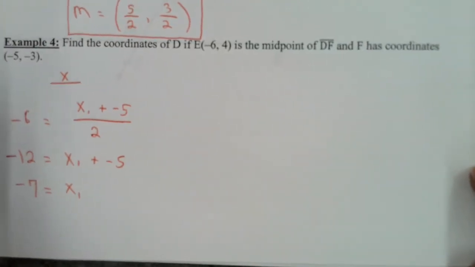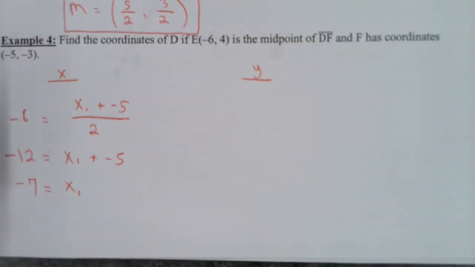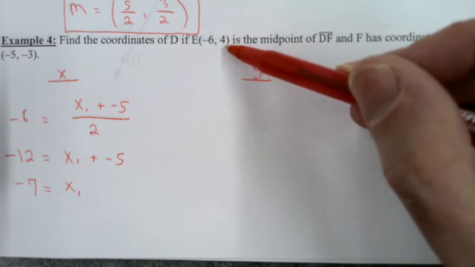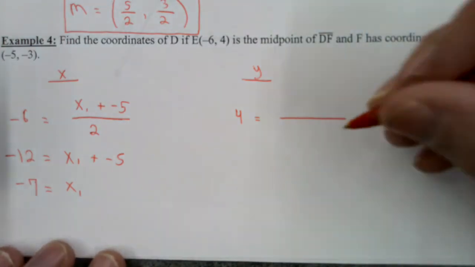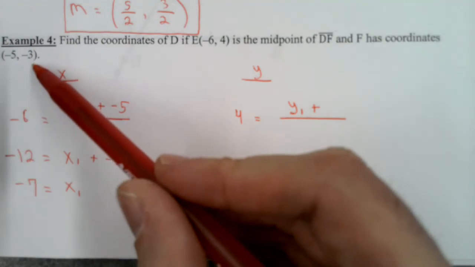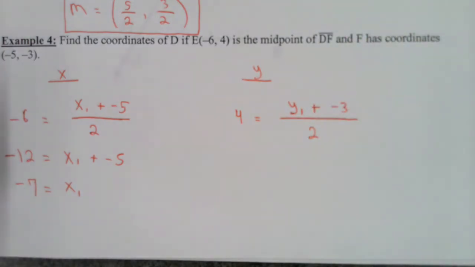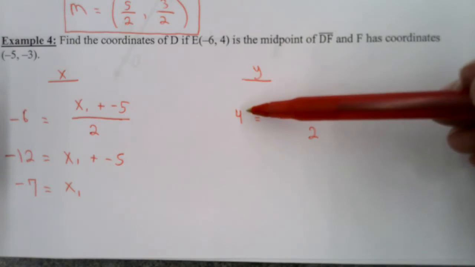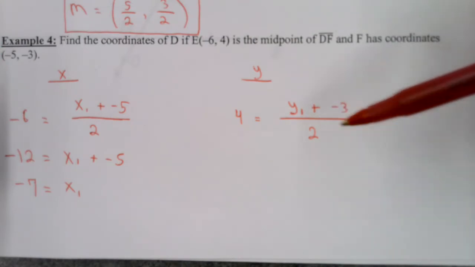Now let's move on to the y's. Okay, let's focus on just the y's. This is the midpoint. The y value of the midpoint is 4. It's going to equal the missing endpoint that we want to solve for, plus the given endpoint that we have for y, which is -3. And again, we're going to divide by 2. So you take your midpoint y, which in this case is 4. It equals the missing y plus the endpoint y of -3 divided by 2.